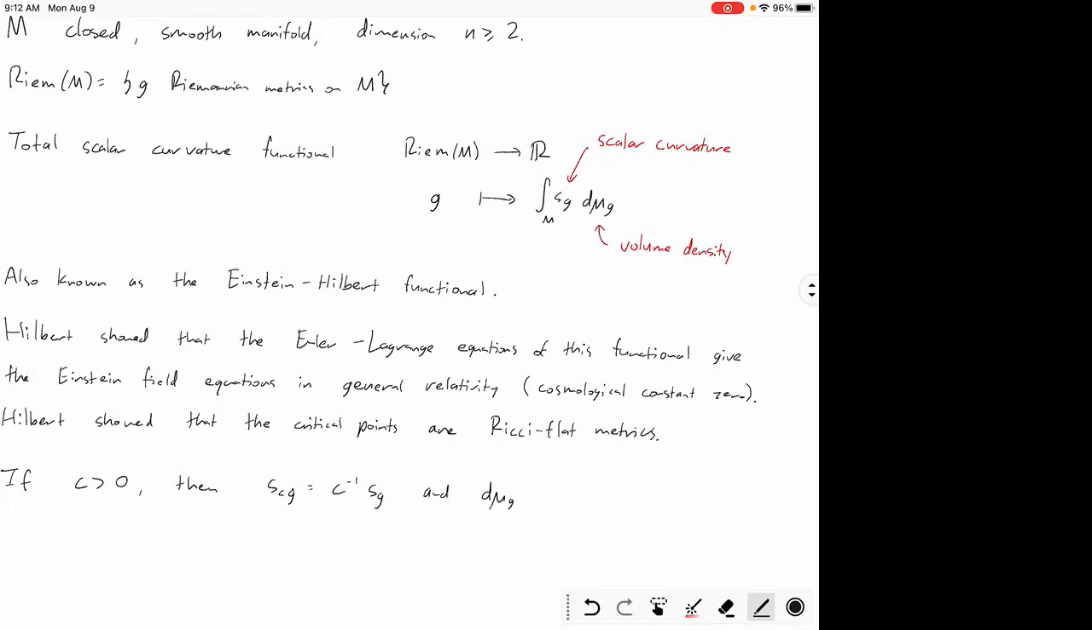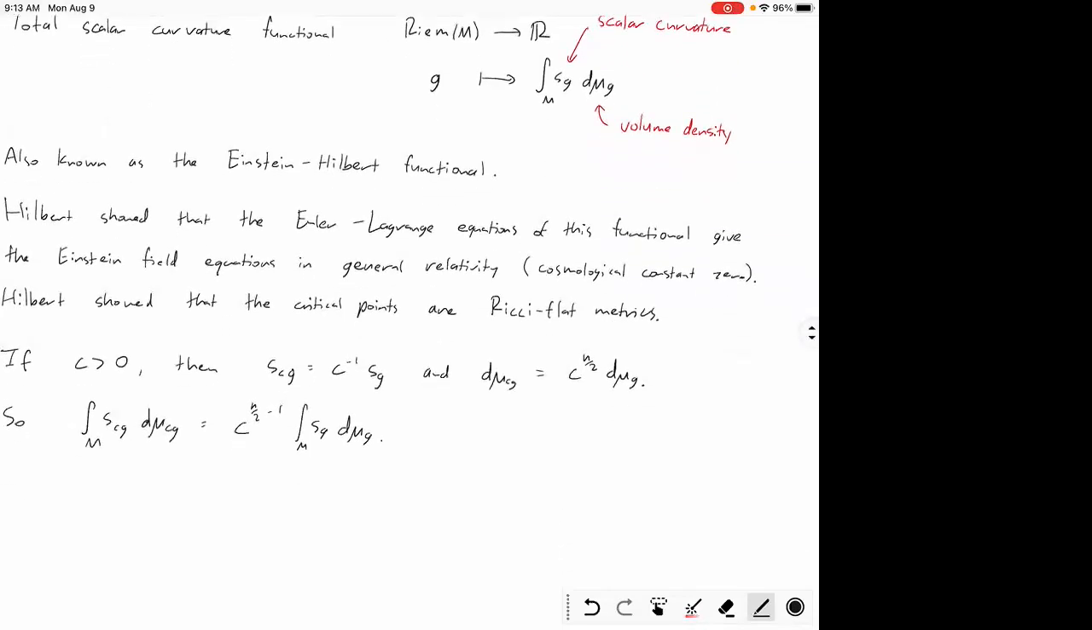And likewise, the density scales by a power of c. It's n over 2, where n is the dimension. So the value of the functional for c times g is equal to c to the n over 2 minus 1 times the integral of the original scalar curvature times the original volume. So rescaling the metric rescales the value by a certain appropriate power.